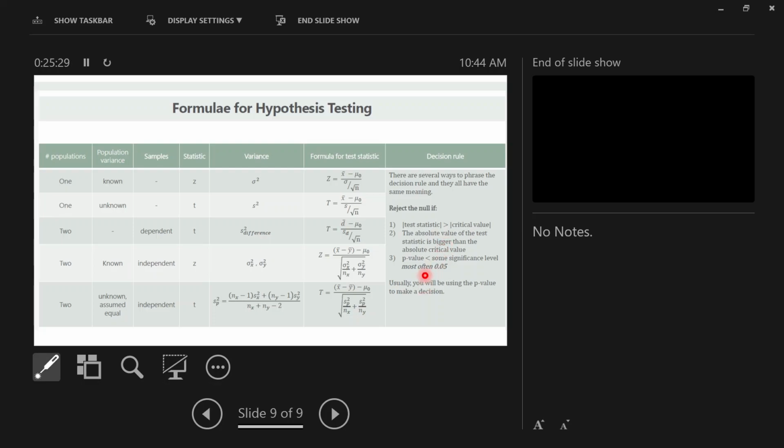Another one, if the p-value, this one is the most commonly used and easy to use. If the p-value is less than some significance level, most often which is 0.05, if the p-value is less than the significance level, you reject the null hypothesis. So that's why we are saying that usually you'll be using the p-value to make a decision. That's the easiest one. It doesn't stress you so much.